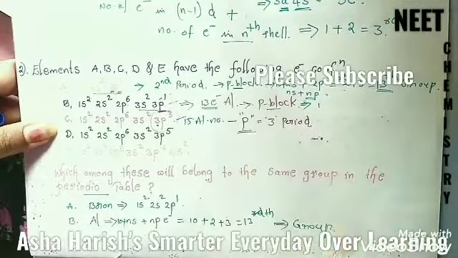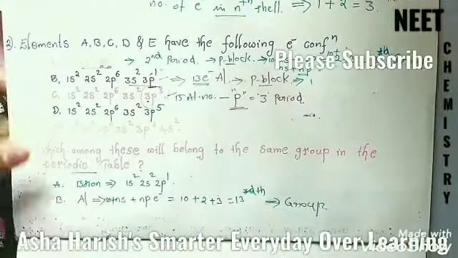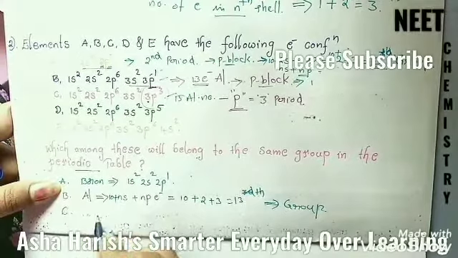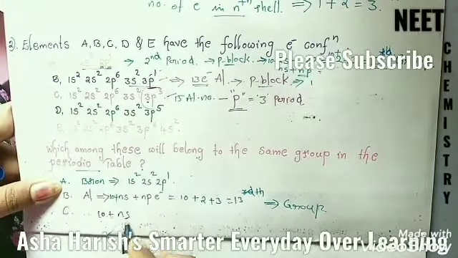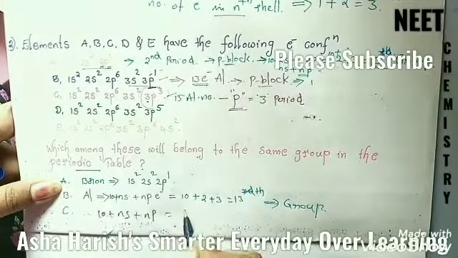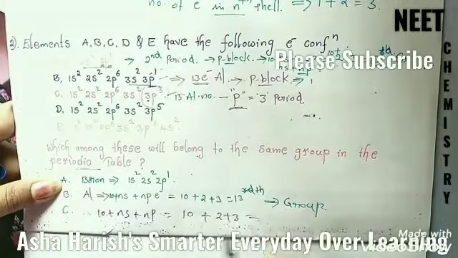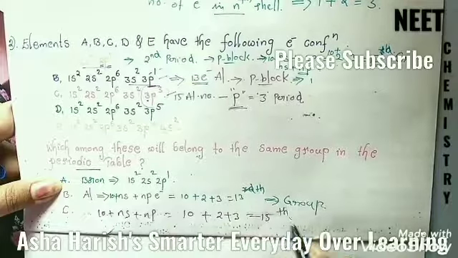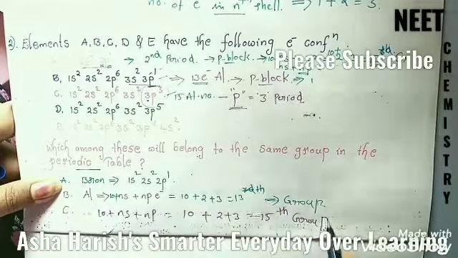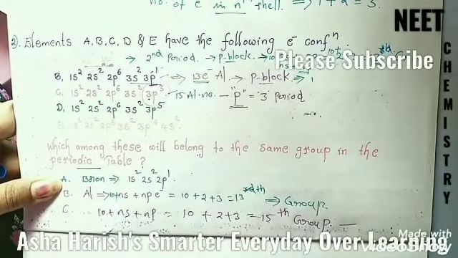Again it is a P block element, so you need to do the calculation for the group number. Option C: 10 plus Ns electrons plus Np electrons. How much, students? 10 plus 2 plus 3, again here the 15th group. So here the group number varies.